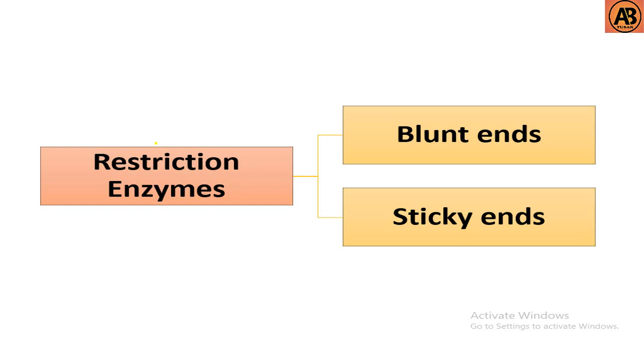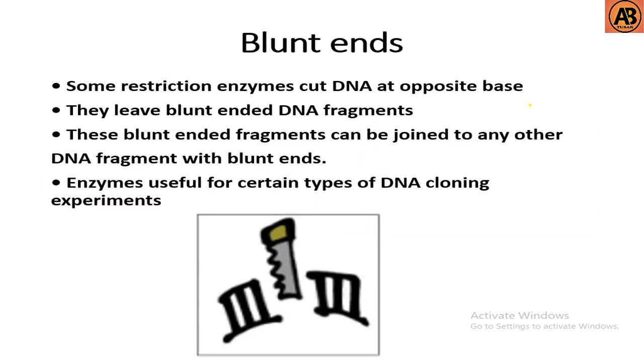Depending on the cut, restriction enzymes are of two types: blunt end cuts and sticky end cuts. Blunt ends: some restriction enzymes cut DNA at opposite bases. They leave blunt-ended DNA fragments. These blunt-ended fragments can be joined to any other DNA fragments with blunt ends. Enzymes useful for certain types of DNA cloning experiments. Here you can see the blunt end cuts.